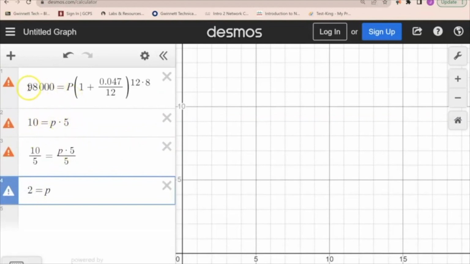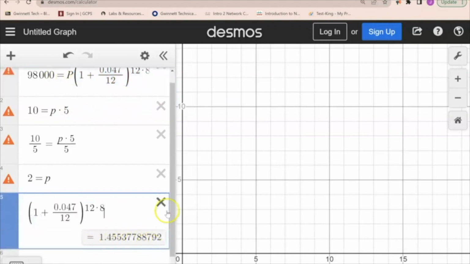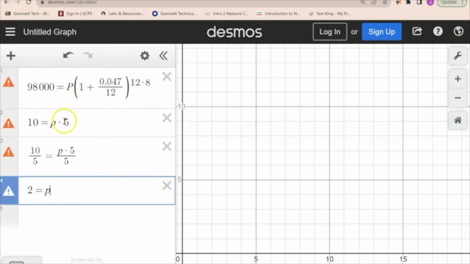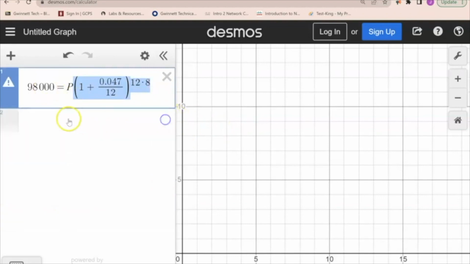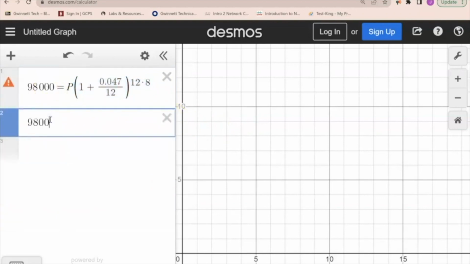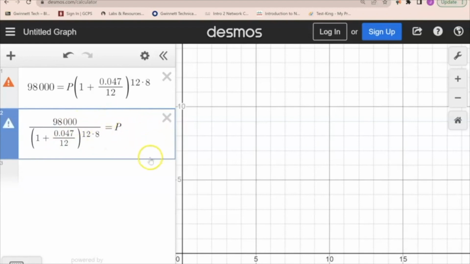Well, look at it here. This is your 10, and all of this is just a number. It's, say, the number 5. So what you need to do is divide both sides by this number. And I'll prove to you that it's just a number. So I'll put it right here real quick. You see, it's a number, right? So it's just like this number 5. So you would divide both sides by it. So what I'm going to do is take that 98,000, sorry, divided by this number here, which I'm just going to copy and paste. So this is going to give you my P. So I just solved the equation for P.